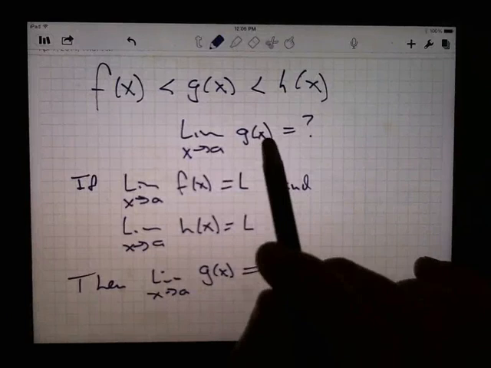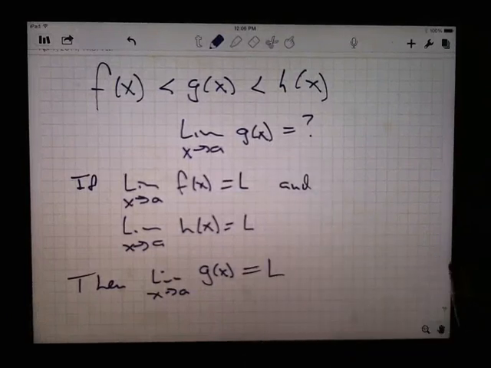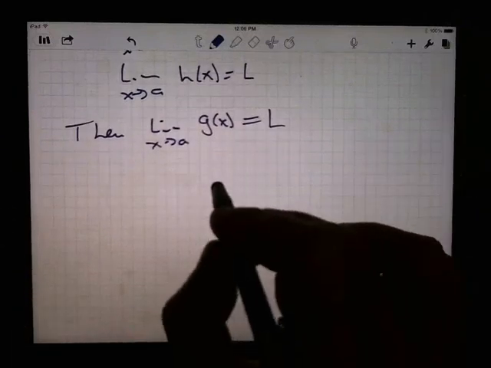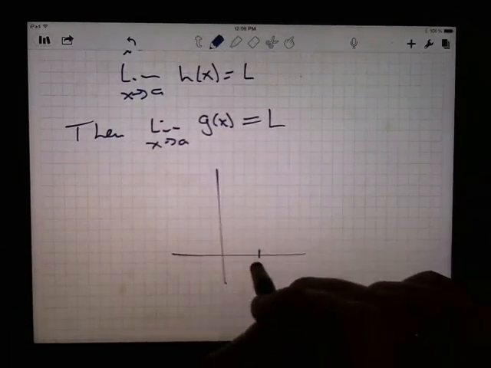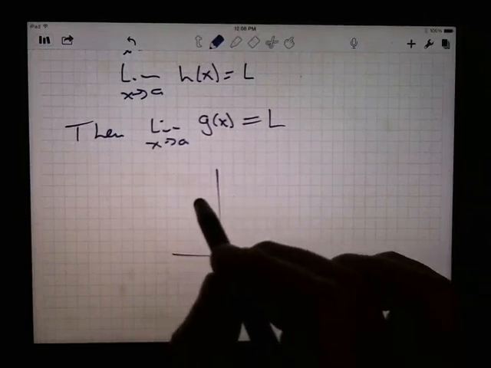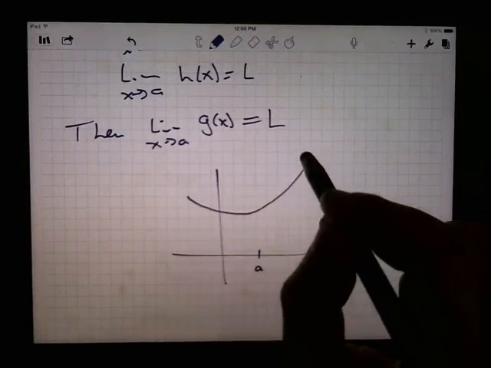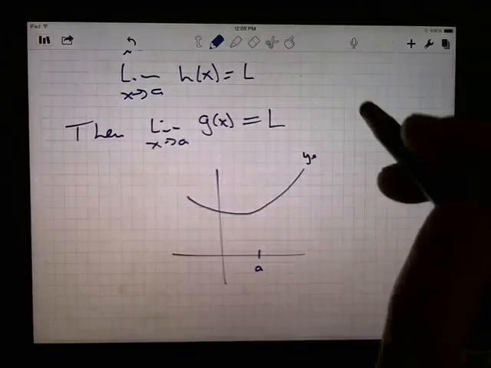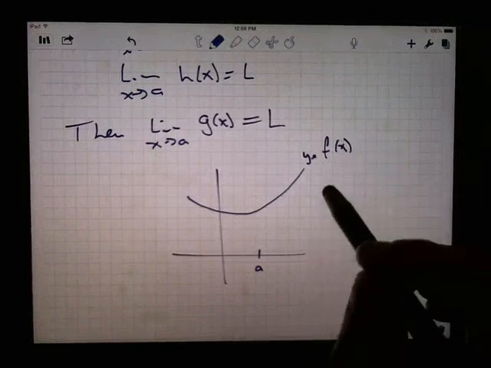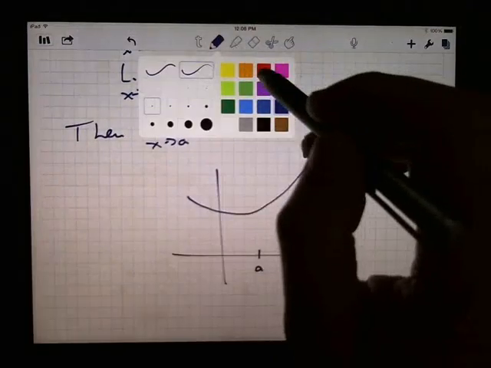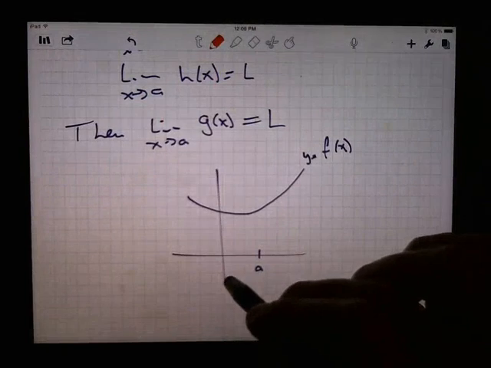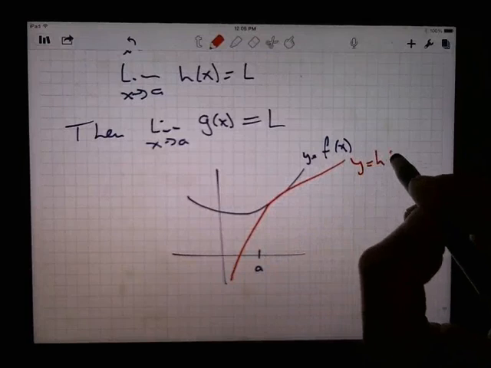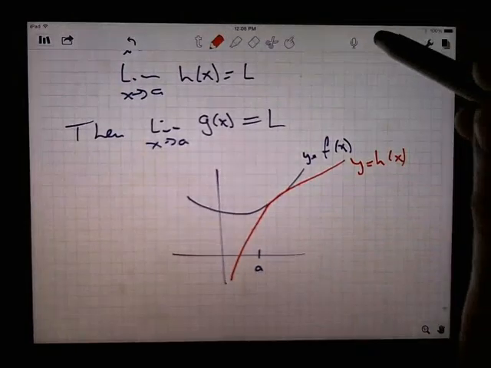When I learned this, it was called the Sandwich Theorem. The book that we use calls it the Squeeze Theorem. The picture looks like this. If you've got some a value that you're approaching, and you've got some function, let's say this is y equals f of x, and I've got some other function here, let's do it in red, y equals h of x, and then we'll put something right in between red and blue.